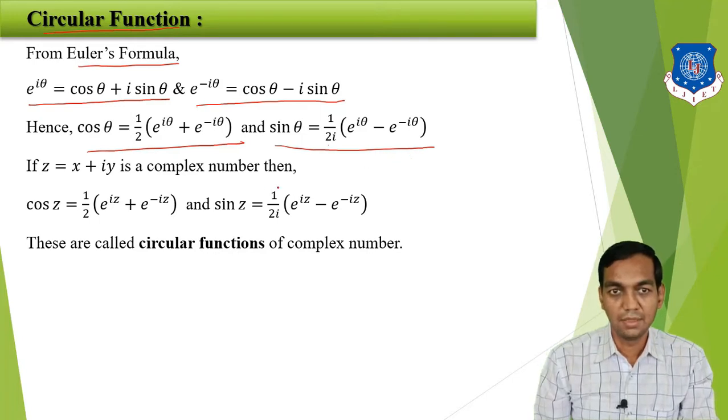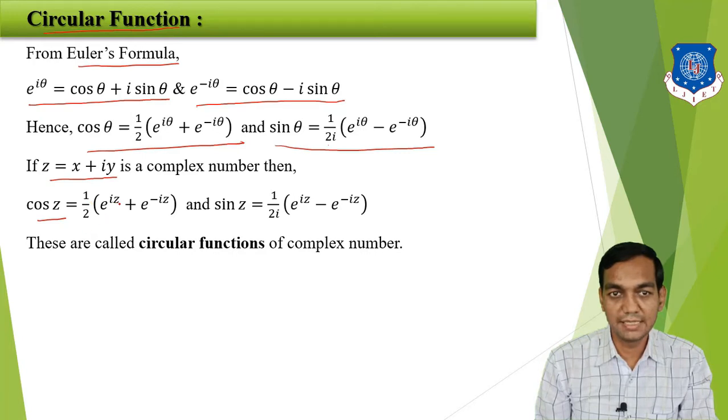Correct? Now, if z is a complex number x plus iy, then cos z is equal to 1 upon 2 (e raised to iz plus e raised to minus iz), and sin z is equal to 1 upon 2i (e raised to iz minus e raised to minus iz). Okay, this is called the circular functions in a complex number, because here z is a complex number.